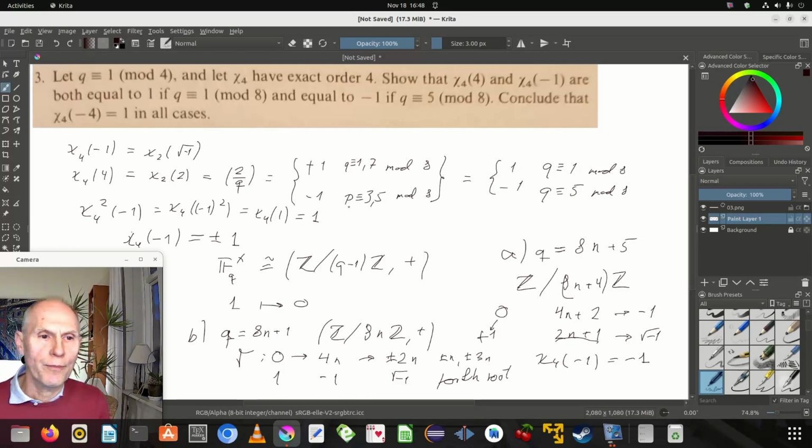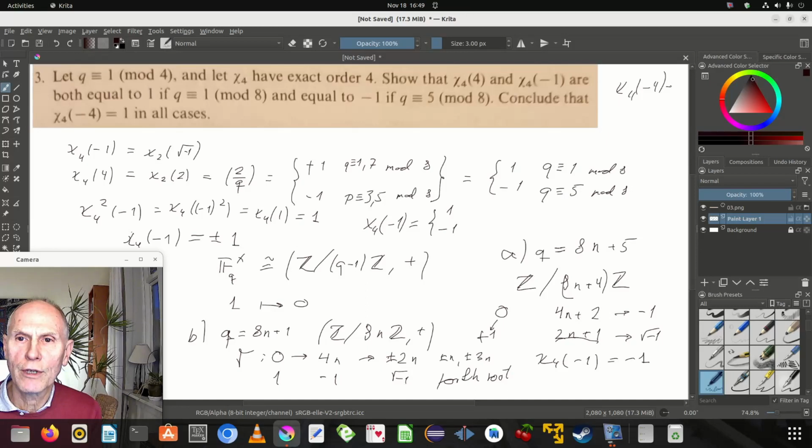And that means that chi4 of minus 1 equals, here in the upper case it's plus 1, and in the lower case it's minus 1. And therefore we conclude that chi4 of minus 4 equals plus unity. Right, that was what we had to show.